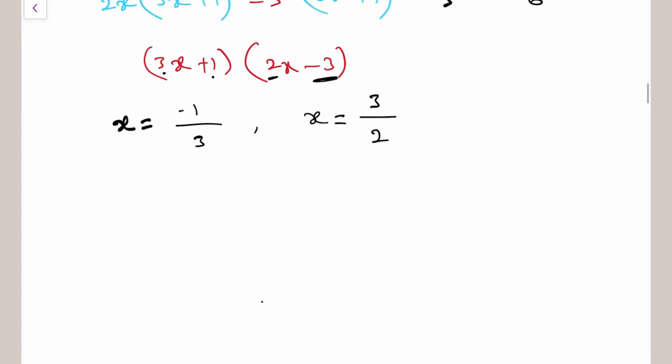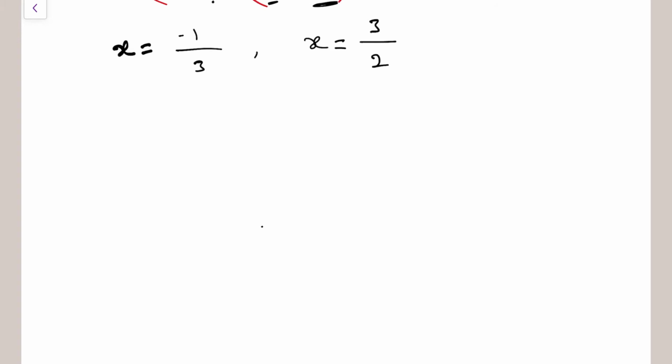Let us take one as alpha and one as beta. Alpha value I am taking it as minus 1 by 3. Beta value I am taking it as 3 by 2. As I said already, you can take in reverse also, no problem. Same answer you get anyway.